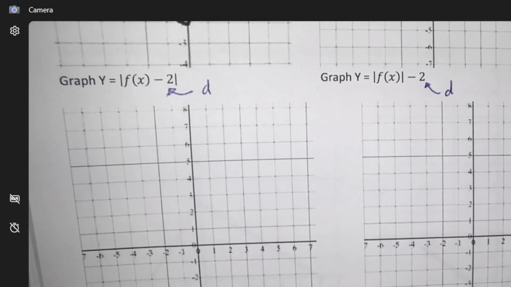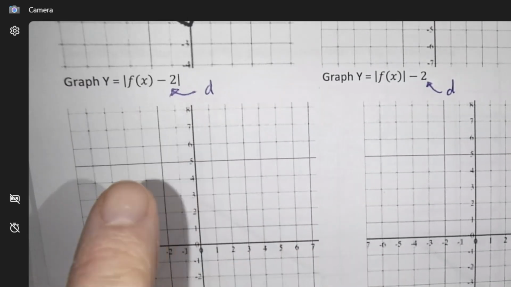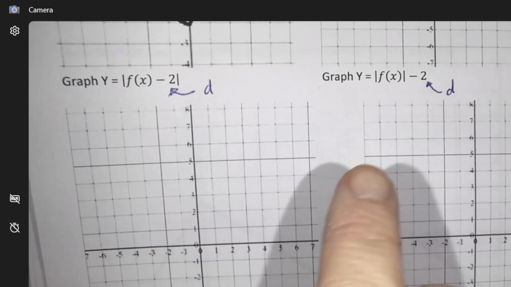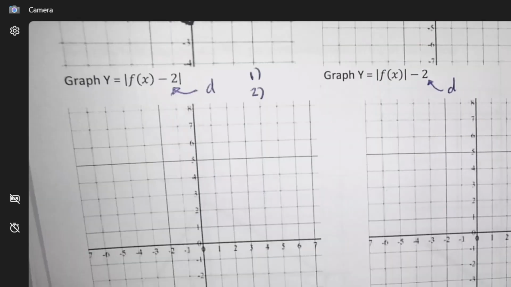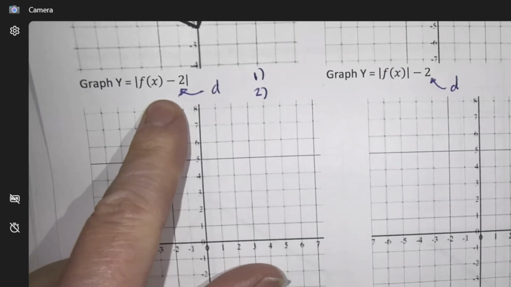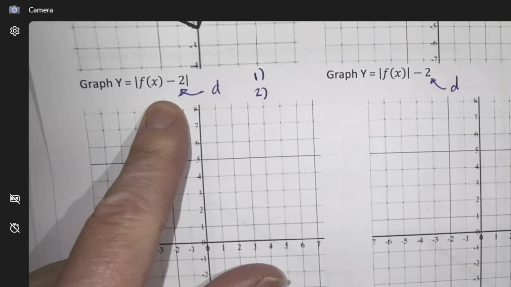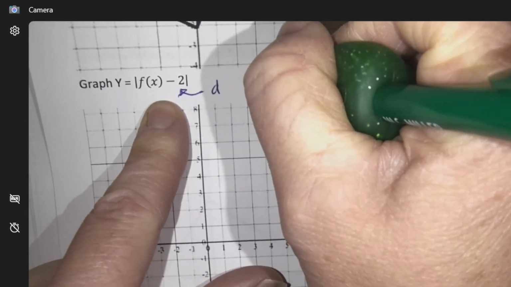Okay? So we know there's two things that have to happen. There's some kind of absoluting going on, and there's a shift down going on. What one of those two things should I do first on this example? Should we absolute and then go down, or should we go down and then absolute? So think about math with brackets. Is this in the bracket or out of the bracket? It's in. So on this, we're going to go down and then we're going to absolute.